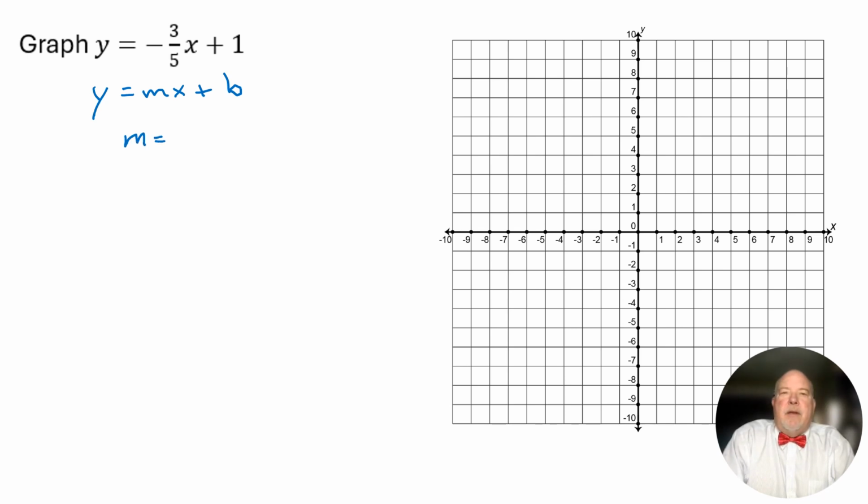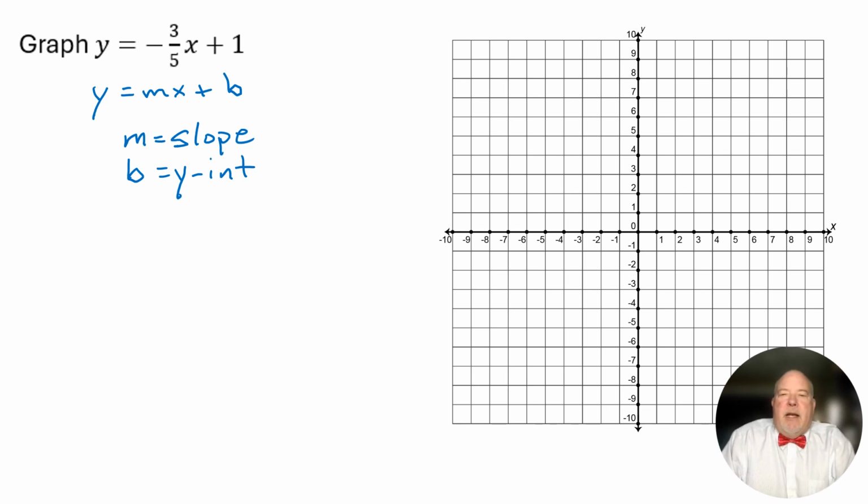So the m is slope, and the b stands for the y-intercept of the line. That's where the line crosses the y-axis. And I'm just going to write INT for that.